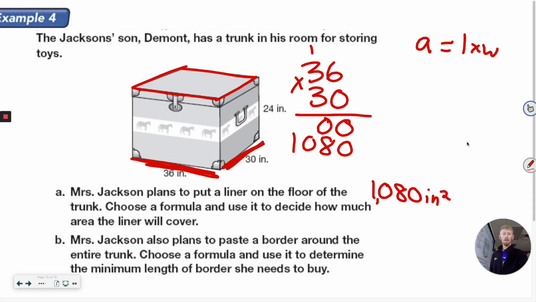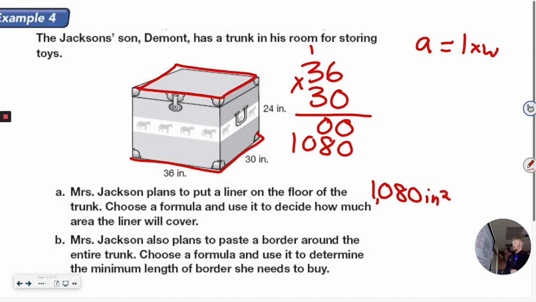So letter B. Mrs. Jackson also plans to paste a border around the entire trunk. Choose a formula and use it to determine the minimum length of the border she needs to buy. All right, so a border on this shape here, I believe what they would be referring to would just be to go around the total bottom here. So it'd be the same as if it were going around the total top here. Choose a formula.